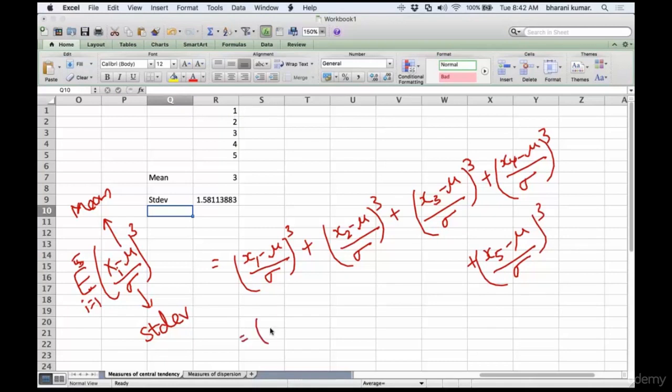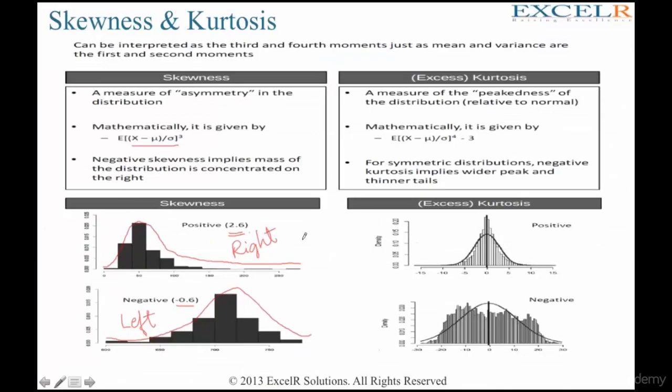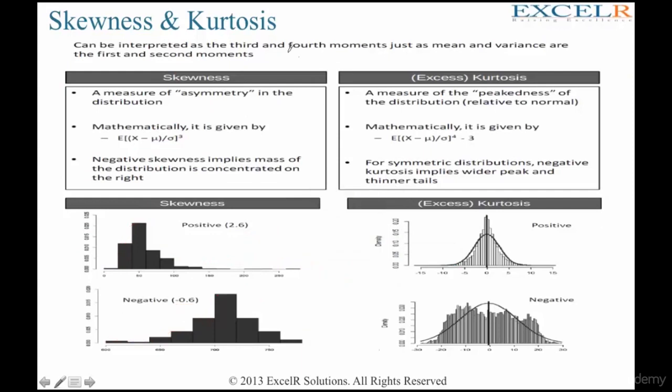x1 is 1 minus 3, divided by 1.58 which is sigma. This is whole cube, plus so on and so forth. You'll get a value. I'll not get into the calculation part. You know how to calculate it now. Alright. That is skewness for you all. And we also need to calculate the fourth moment. And remember one more thing: as you move from first moment to second to third to fourth moment, the analysis will become so much more complex because you'll get more business insights.